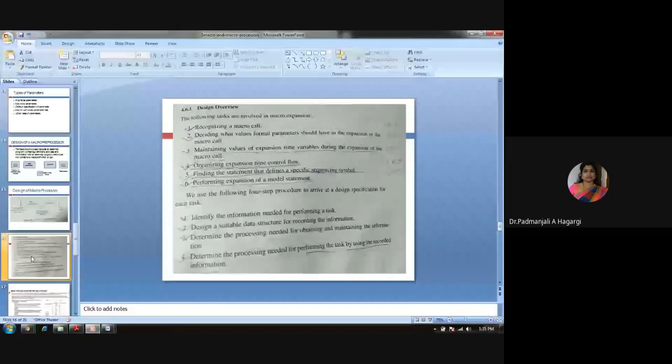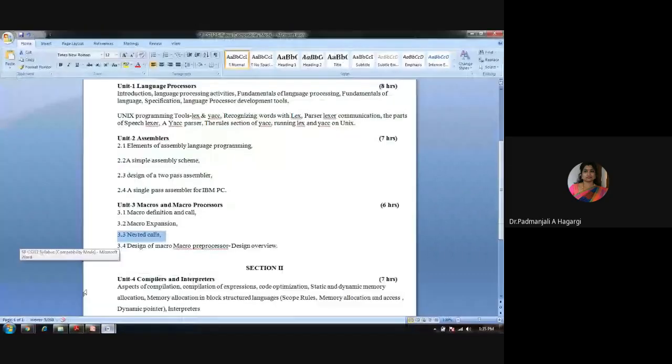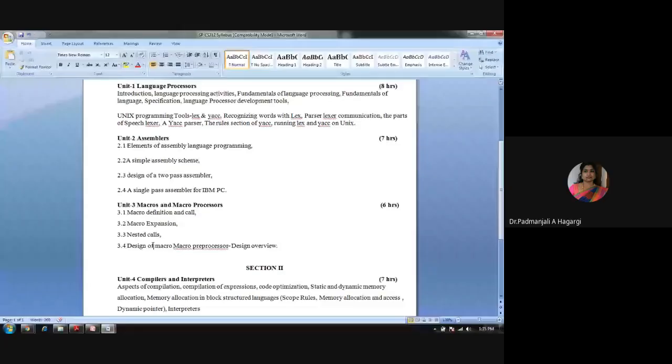Before going further, just look at the syllabus and get yourself confirmed. I have told you about macro definition and call and macro expansion also. Now you have come to know. Now the nested calls. Before getting to nested calls, you should know a glimpse of macro processor design, or a design overview of a macro processor. The design overview of a macro processor is in this way.